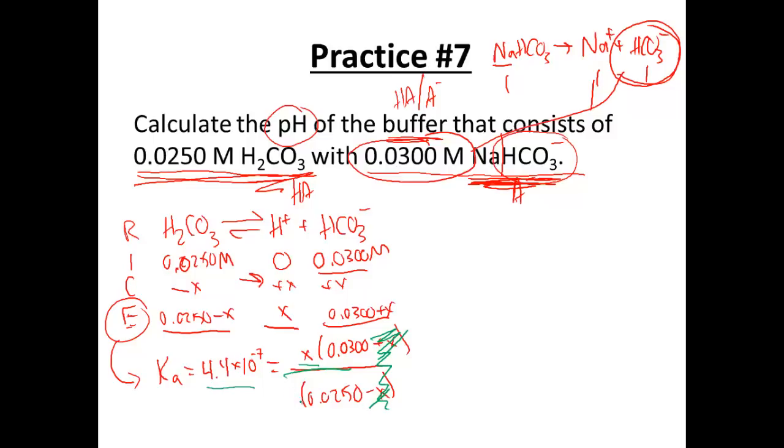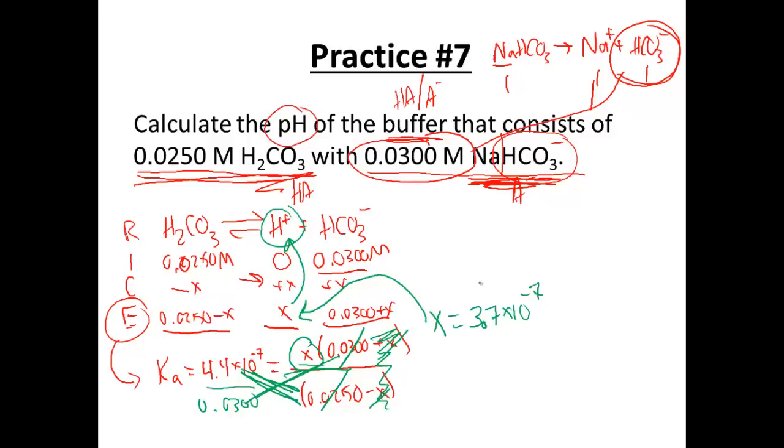So essentially, we're going to multiply these together, and now we're going to divide by 0.0300. And when we do that, these are gone, these are gone. X is equal to that math I just said there. Multiply those, divide by this. So in this case here, X is equal to 3.7 times 10 to the minus 7. That's what X is equal to. And the nice part here is that X is equal to the H plus concentration. So that's our molarity here of H plus.